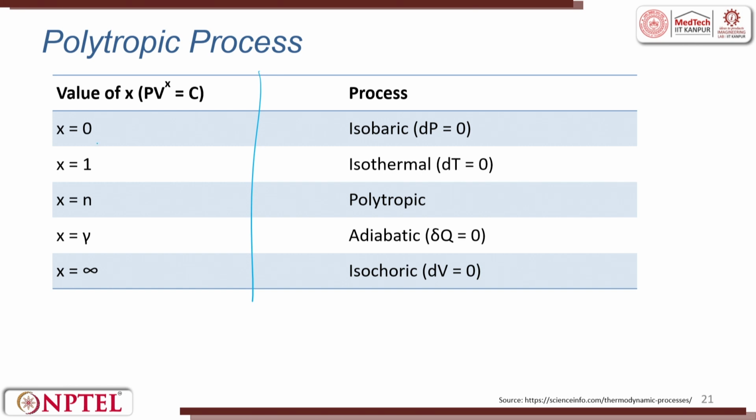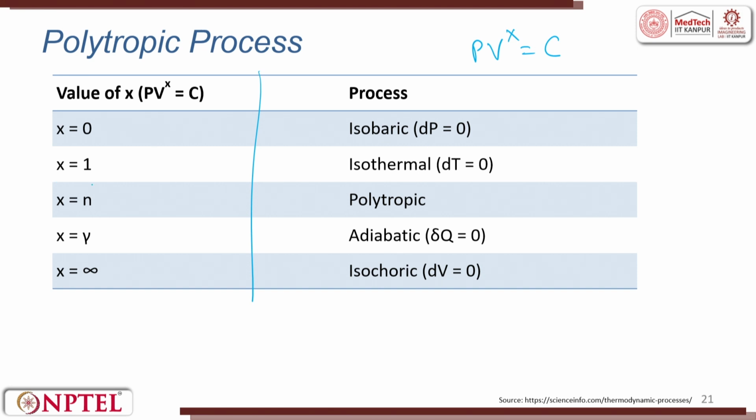If n equals 0, it is called an isobaric process. PV^n equal to a constant. When n equals 0, P becomes constant. So, there is an isobaric process, dP is equal to 0.